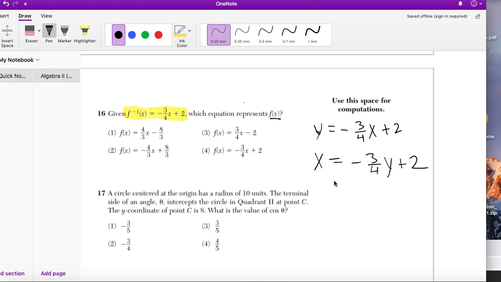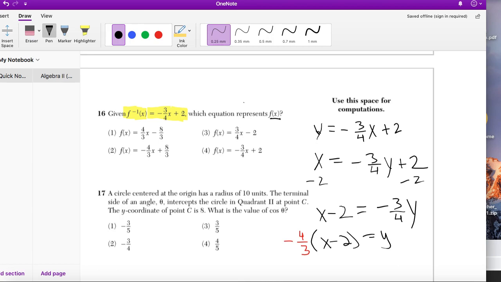Now, none of those have that as an option, and they shouldn't. We need to solve this equation for y. So the first thing we're going to do is subtract 2 on both sides, and we get x minus 2 equals negative 3/4 y. Now you could either multiply by 4 and then divide by negative 3, or you could just multiply both sides by the reciprocal, where you flip the fraction: negative 4/3 times x minus 2 equals y. And if I distribute the negative 4/3, I get negative 4/3 x minus 8 over 3.